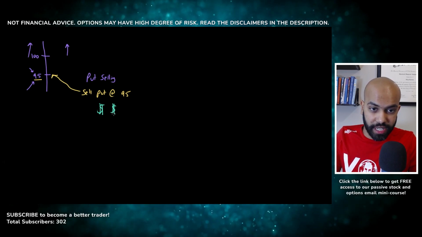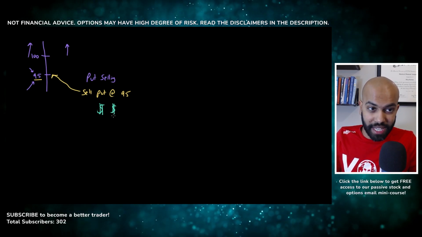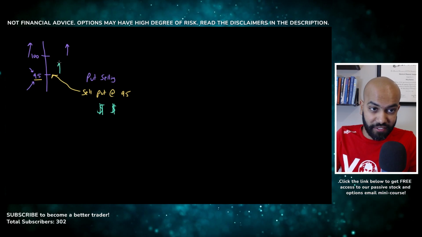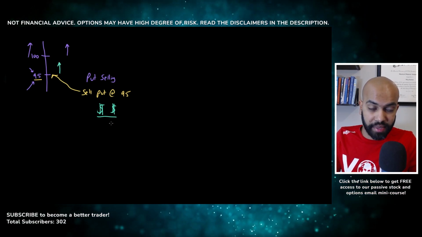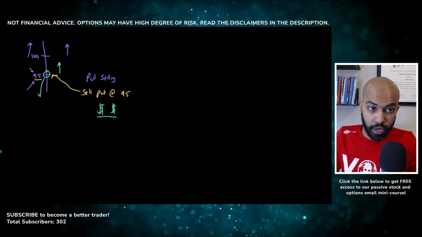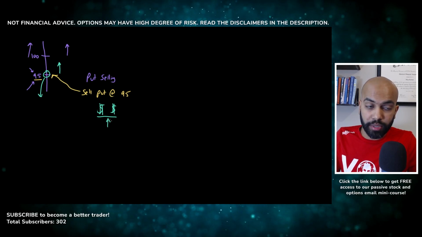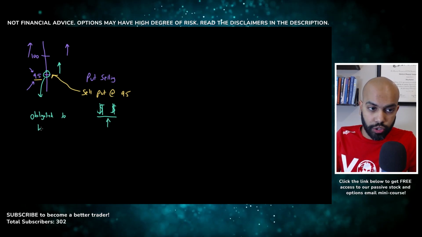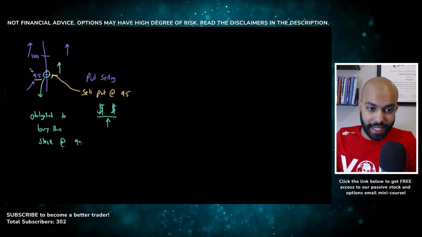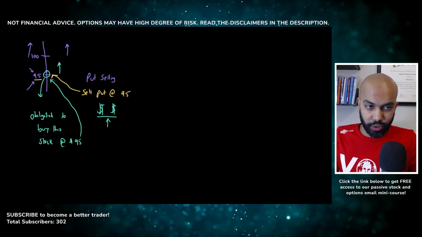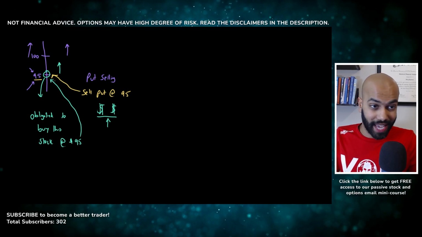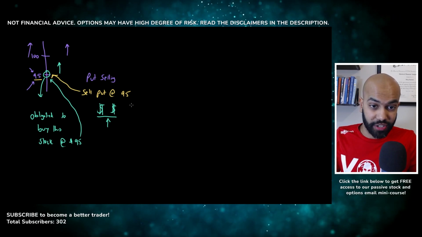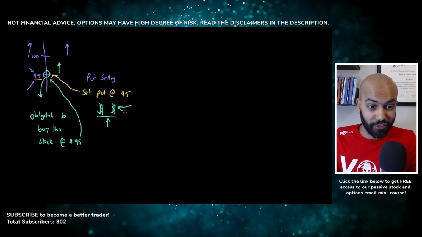This is actual money that goes into your brokerage account. And basically, if the stock stays above $95, you get to keep this entire premium. But if the stock goes to $95 or lower, then you still get to keep this premium. The only thing is now you are obligated to buy this stock at $95. So this is really cool because you wanted to buy the stock anyways at $95, but the only difference is now you got paid money just to wait for the price to come down.